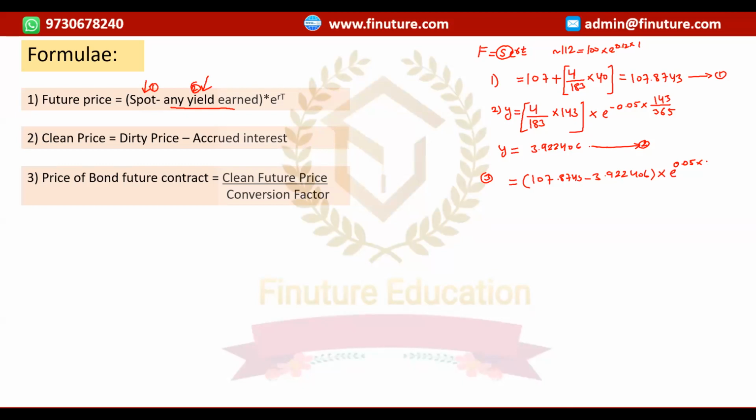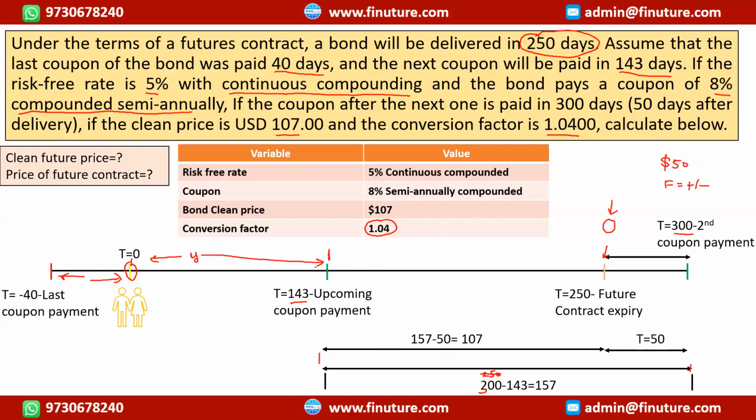Sorry, it would be for the entire 250 days, because we want to calculate the future price in between these time windows. So we need to be very careful with timelines. Many timelines are given in this, so yeah, we need to be very careful.